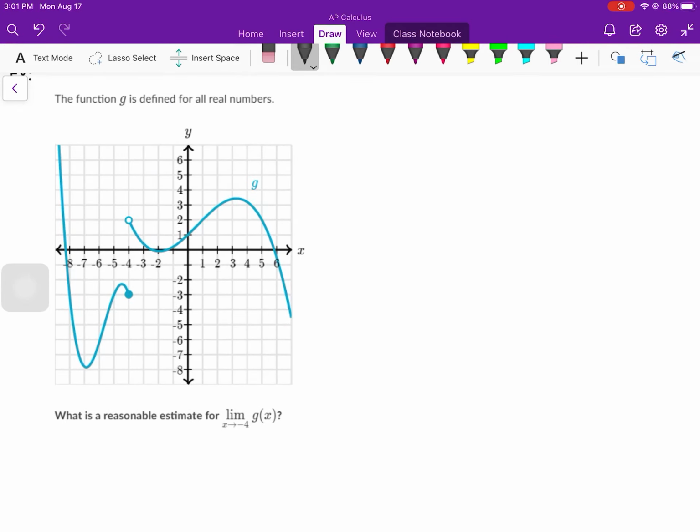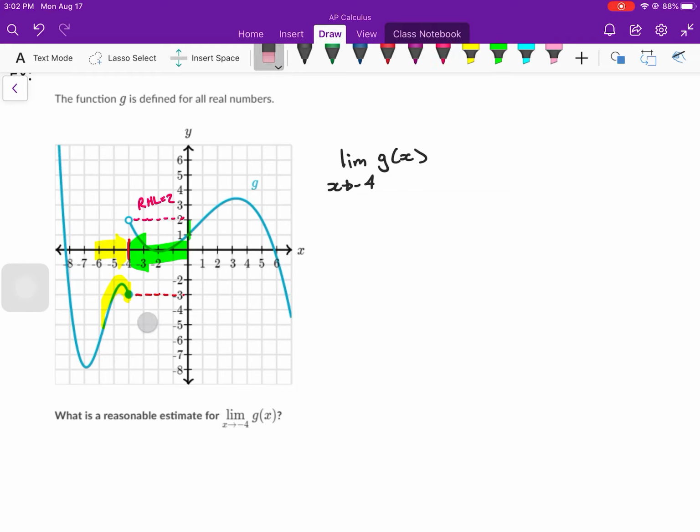What's the reasonable estimate for the limit as x approaches -4? I'm going to put a marking right at -4. That's right here. So from the left, it's approaching -4. -3. Look at that. So the left-hand limit, you can see, is -3. We'll talk more about left-hand and right-hand limits. But that's from the left. Just one more time, that's from the left. But if you look from the right, we're getting close to the value of 2. So the right-hand limit is 2.